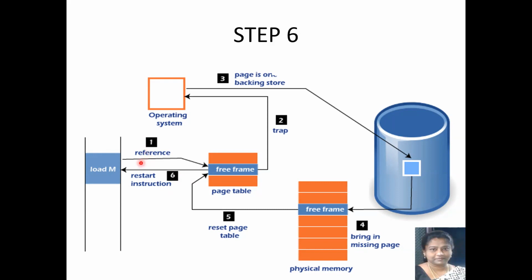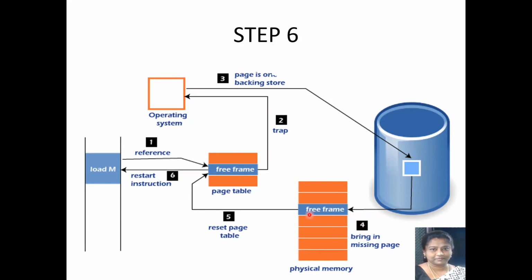I'm going to refresh it once again. Step 1 is when you have a reference to the particular instruction in the page table and you find it is not there, then you call it a page fault. Access to a page marked as invalid is called a page fault, which will cause a trap to be sent to the OS. And that is step number 2. Your step number 3 is the OS will check whether the page is on the backing store. And once the page is located on the backing store, the OS is responsible for bringing in the missing page by locating a free frame in the physical memory and loading it into the free frame.